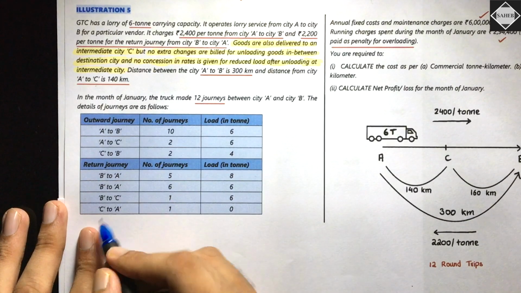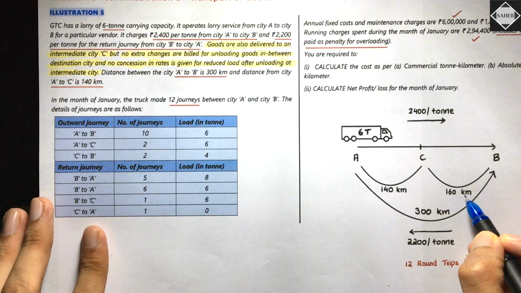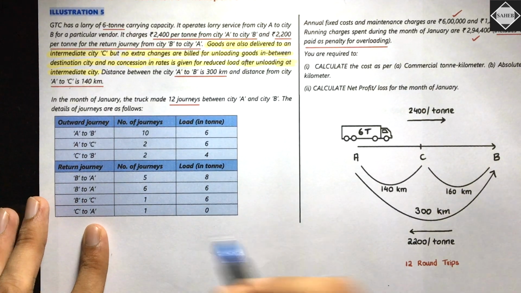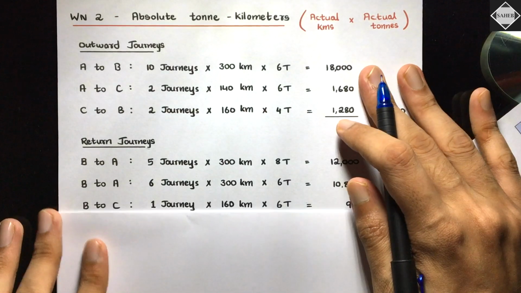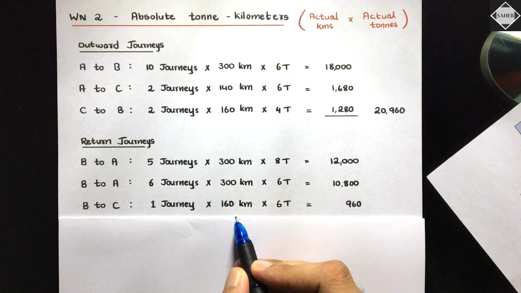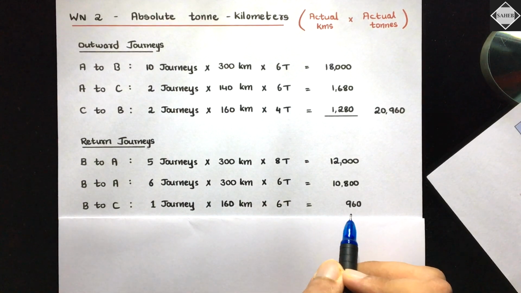And then you have B to C. B to C means B to C, 160 kilometer. Okay. How much we are carrying? 1 journey and 6 tons, right? So see here, 1 journey into 160 kilometer, B to C now, 6 tons. That's equal to 960. Clear?